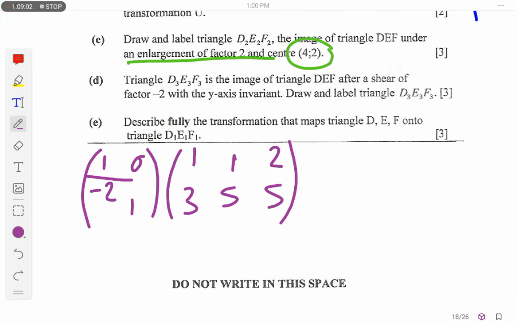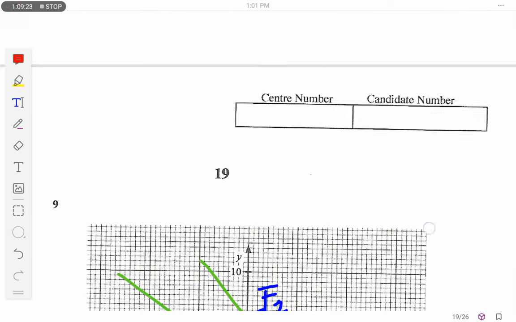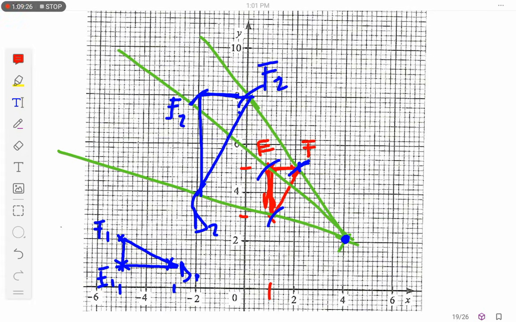You find out this row here is the one that they've said is invariant. It's not changing. That's why I'm using the matrix method. Okay, so we are going to have at the end of the day 1, 1, 1, 3, 2, 1. These are the x values, these are the y values, and we can draw our shear there.